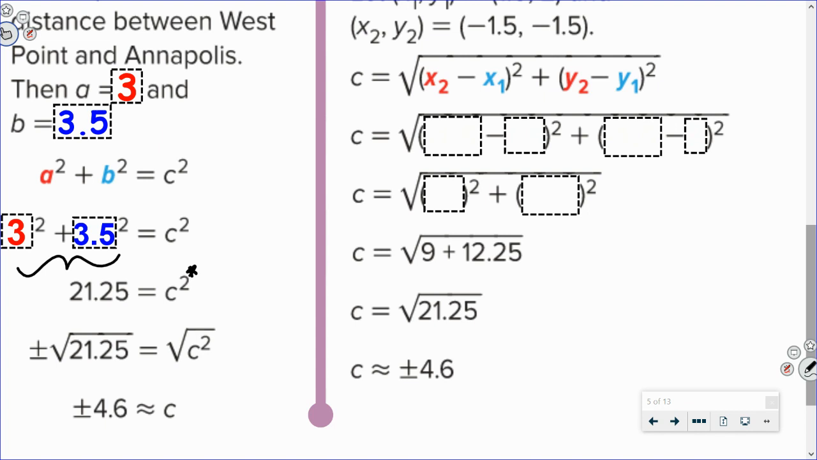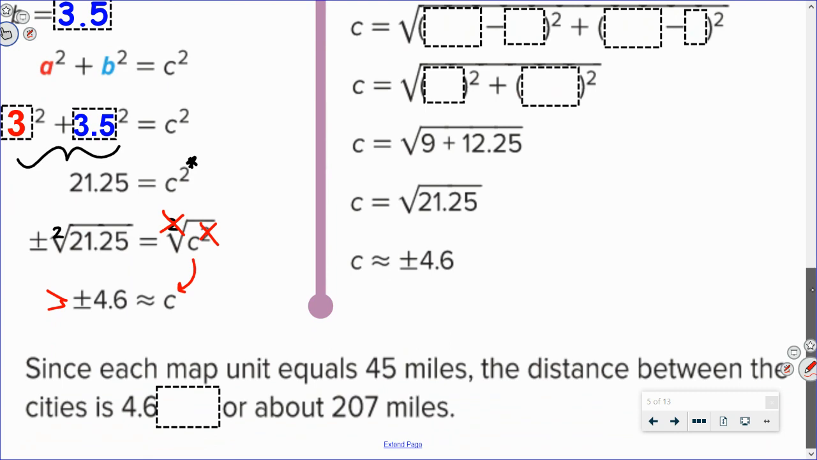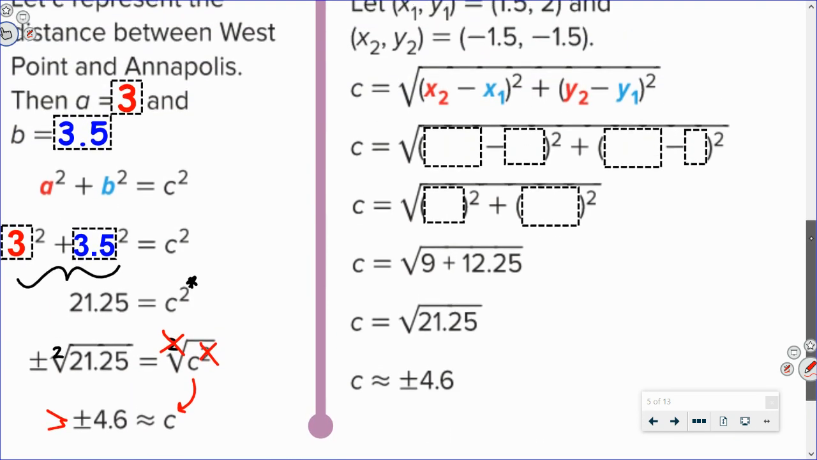To get rid of a square power, we take the square root, or the second root. Now, most people don't write the 2, but I do. A square power and a square root are inverse operations. And while it is possible to have two numbers as a solution to this, it doesn't make sense to have a negative quantity as a distance. So the answer there is going to be 4.6 units.